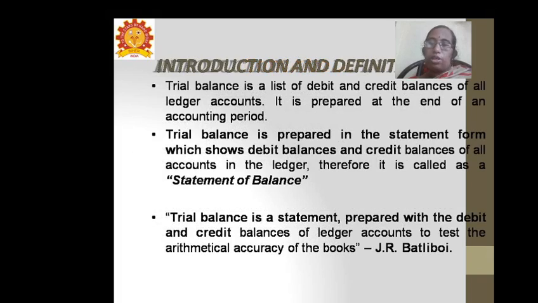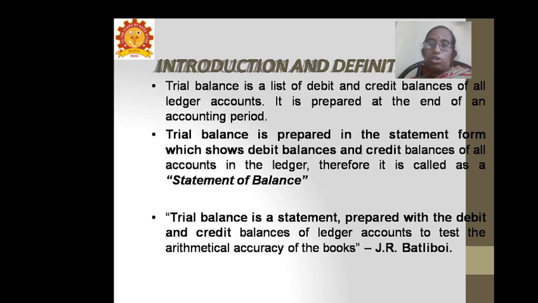Next, we analyze the accounts and bring them into the format called the trial balance. From the ledger, the debit balances and the credit balances of each and every ledger account are prepared at the end of the accounting period. This trial balance is prepared in the form of a statement showing the separate debit ledger account balances and separate credit ledger account balances, and this is called the statement of balances.